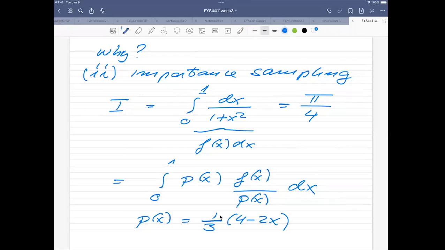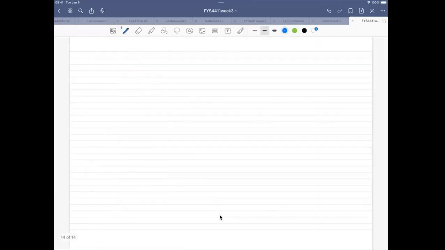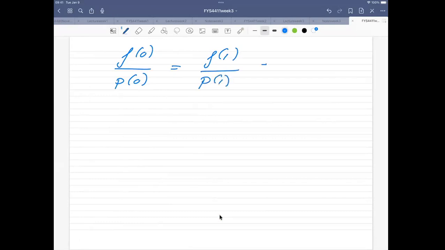Let's take a closer look at this specific function. If I look at the function value at x equals 0 divided by the probability at x equal to 0, this is equal, if you plug in the values, to f of 1 divided by p of 1, the other endpoint, and that is equal to 3 divided by 4. So this is a constant. If you plot this ratio, you will see that between 0 and 1 it's not exactly constant, but it is almost constant.